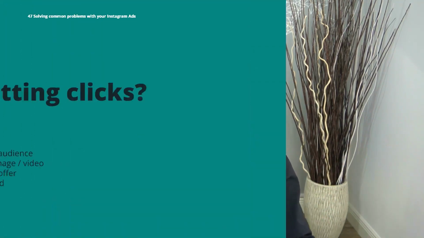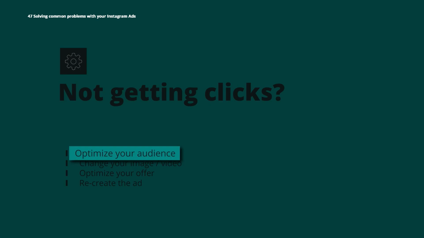The third option is that your ad is not getting clicks. So your ad is active, it's working, but nobody's clicking on the ad. So in that case, you may optimize your target audience. Maybe the ad is showing to people that are not really interested in your product for some reason. So you can take a look at the target audience and see if you can optimize it a little bit.